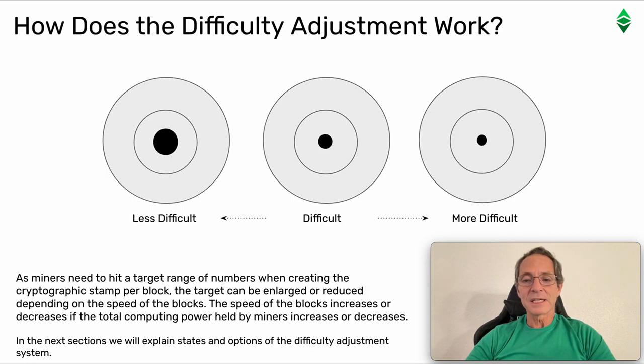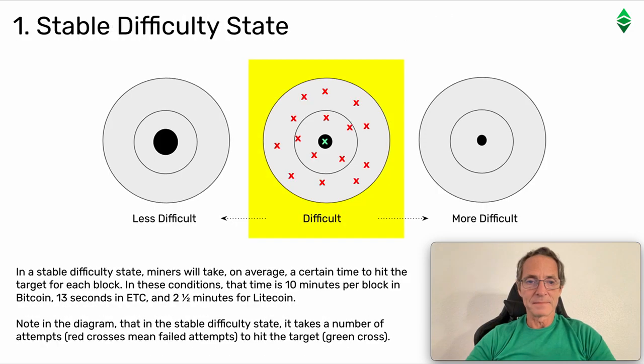How does the difficulty adjustment work? As miners need to hit a target range of numbers when creating the cryptographic stamp per block, the target can be enlarged or reduced depending on the speed of the blocks. The speed of the blocks increases or decreases if the total computing power held by miners increases or decreases. In the next sections, we will explain states and options of the difficulty adjustment system.